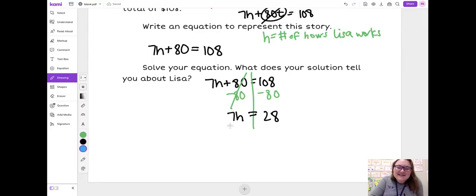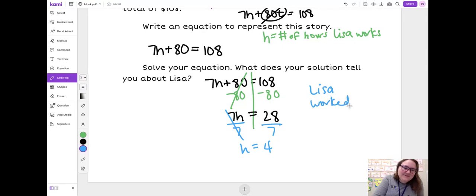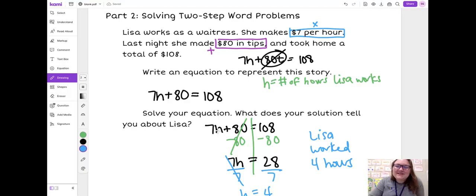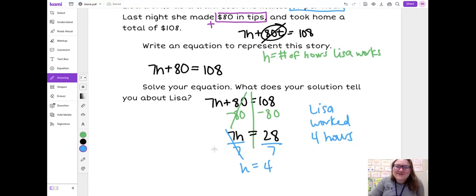After that, our last step, same as the story above about Israel, this is multiplication, so I need to divide both sides by 7. And that gives me h equals 4. What does that mean? Well, h equals 4 tells me that Lisa worked 4 hours. In today's lesson, we're going to be looking at more two-step equation stories like this one here about Lisa, and also practicing solving our two-step equations.